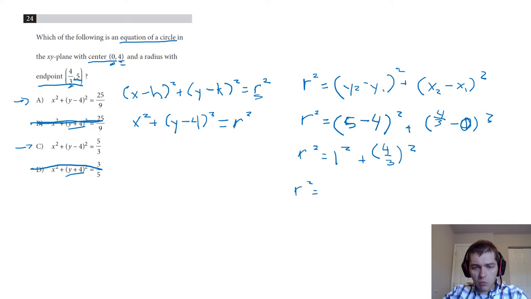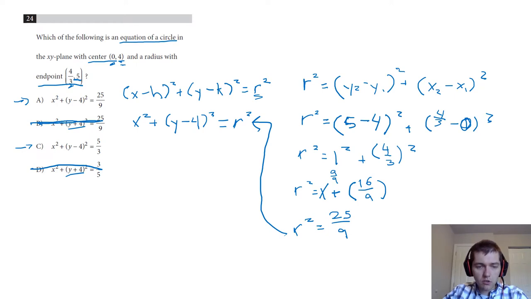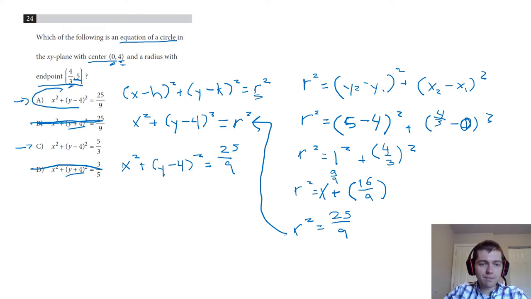R squared is equal to 1. 1 squared is just 1. Plus, to do a fraction squared, you square the top, square the bottom. You have 16 over 9. Your 1 can be rewritten as 9 over 9. You have r squared is equal to, do that 9 over 9 so that you can add these two fractions together. That'll leave you with 25 over 9. R squared can be plugged right back into your circle equation to leave you with x squared plus y minus 4 squared is equal to 25 over 9. And that matches answer A.